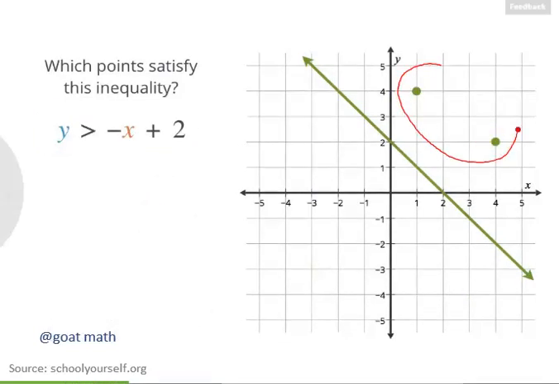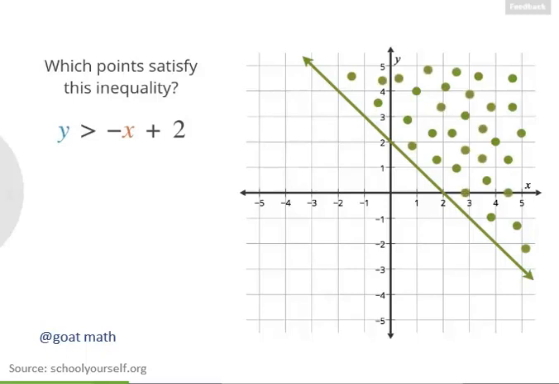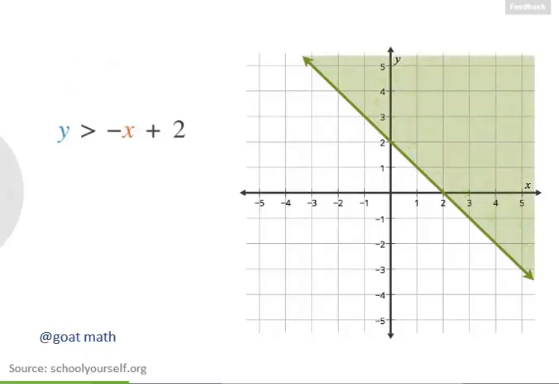Exactly, so for these 2 points up here, y is greater than -x plus 2. And here are a few more points where y is greater than -x plus 2. You can double check every one of these. In fact, for every point in this shaded region here, y is greater than -x plus 2. So every point in the shaded region is a solution to the inequality.